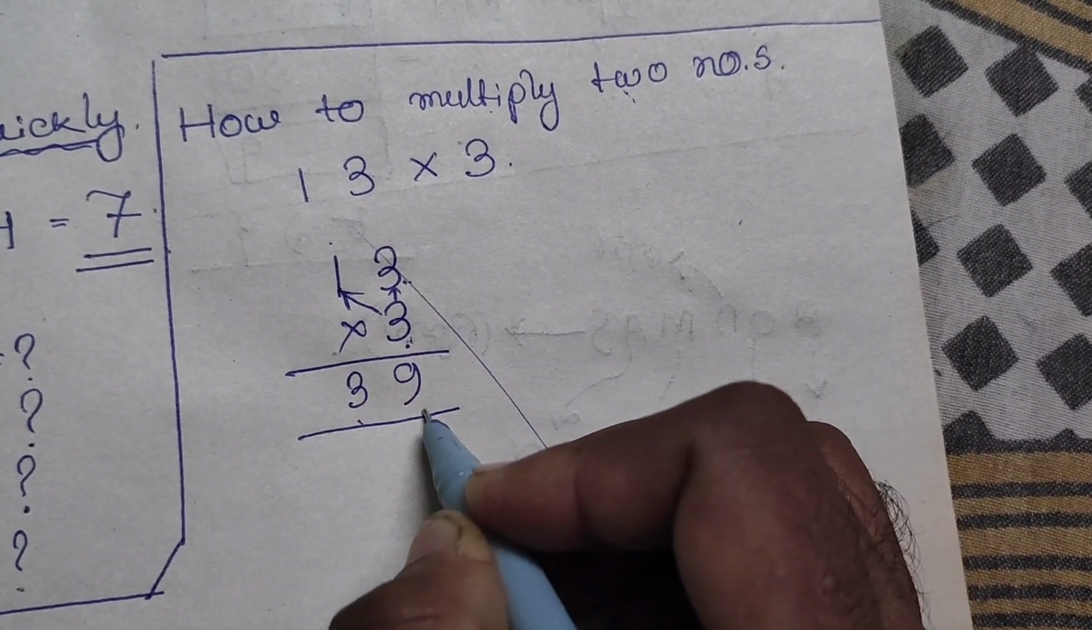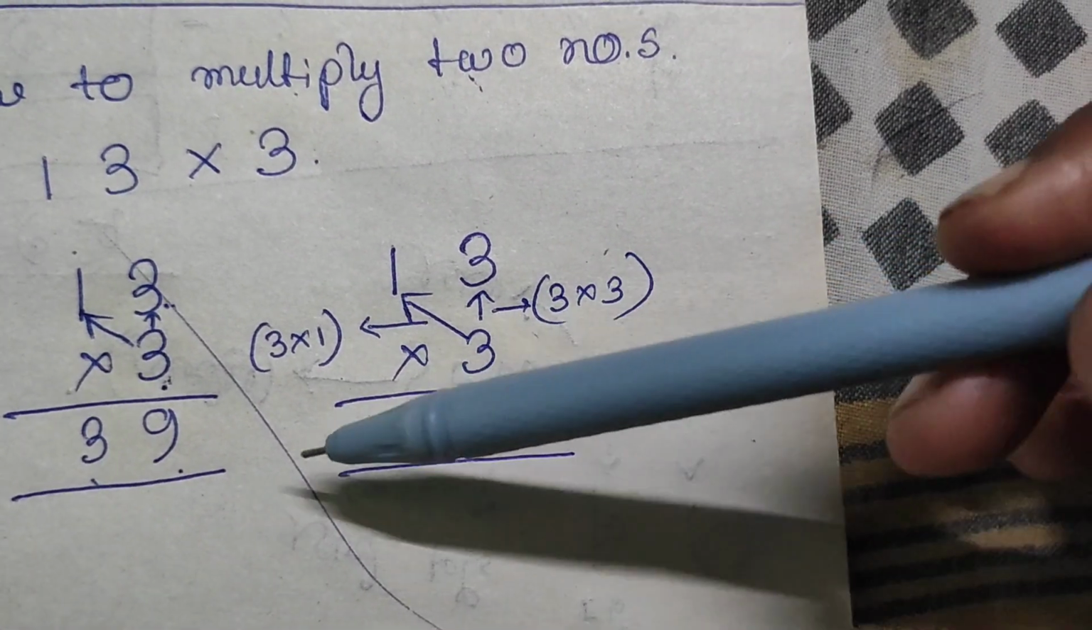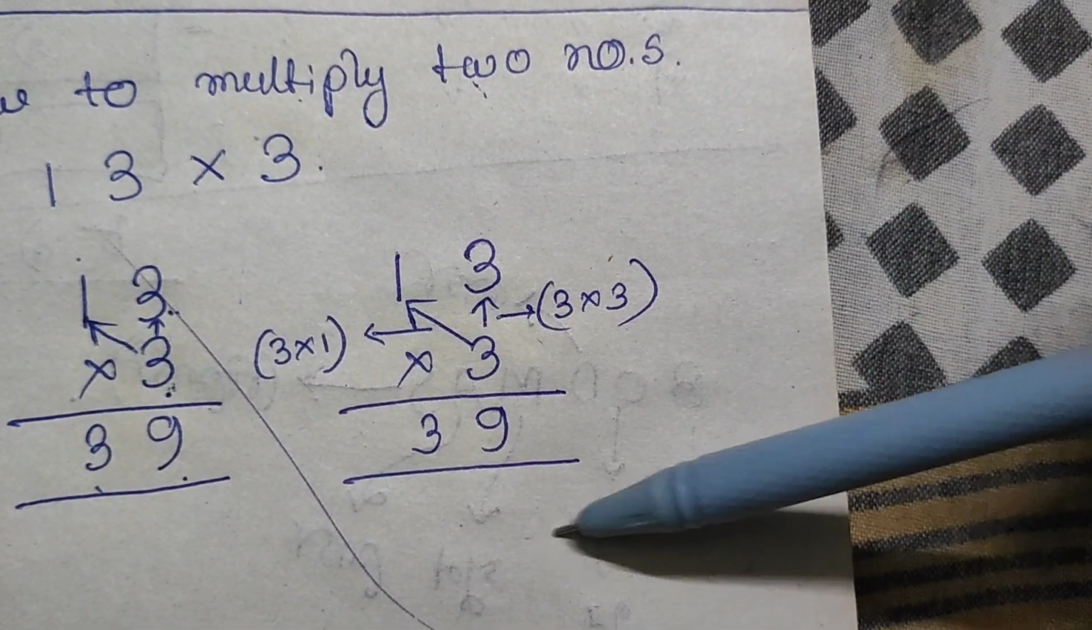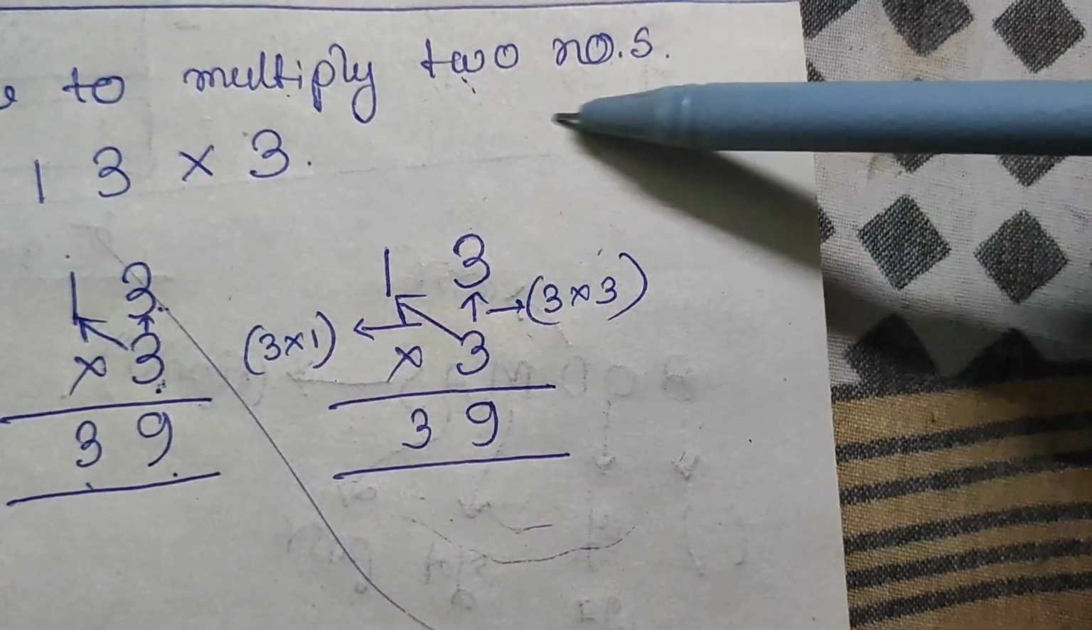The answer is 39. If you do not understand the pattern, here it is. I think it will clear your doubt. Look at it carefully.